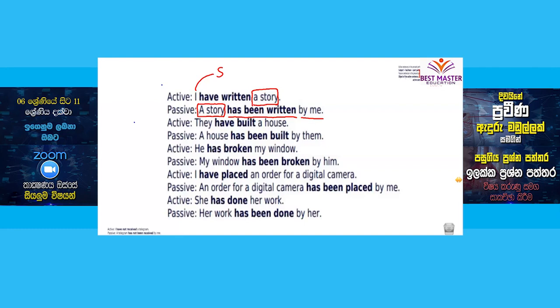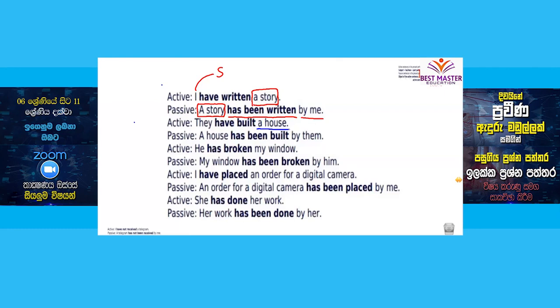So what is the object here? The object is a house. A house is a singular one. So what's the word you know now? With a singular object, yes, has been built.